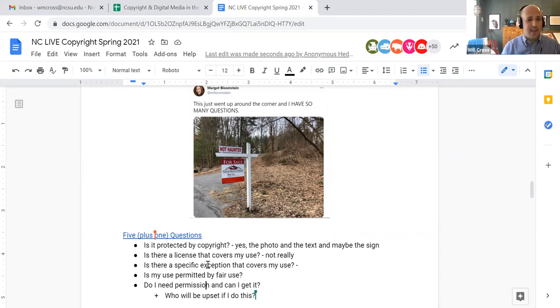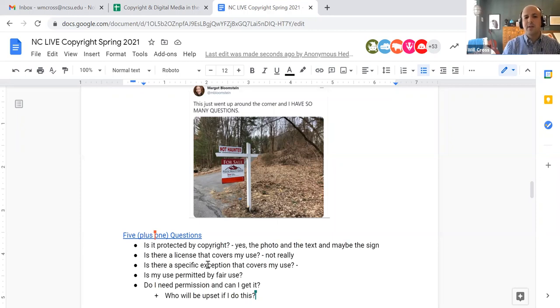So section 108 is the library exception. It's the way that we can do things like interlibrary loan, like making copies of damaged materials for preservation, making personal copies for patrons who are doing non-commercial scholarly works. All that stuff is possible because Congress has specifically said, don't worry about copyright. What you're doing is important.